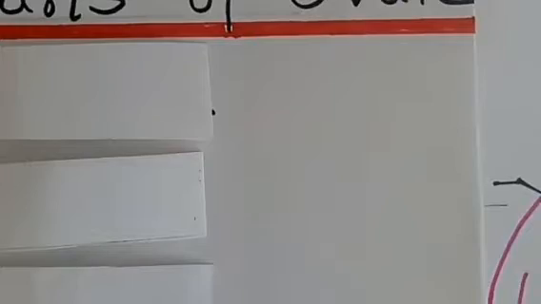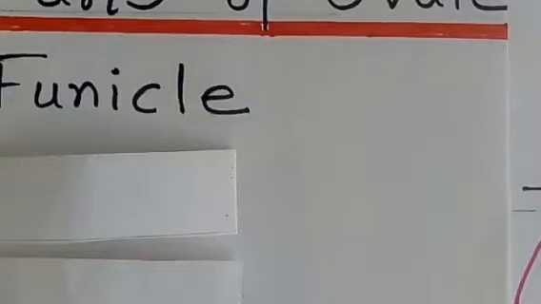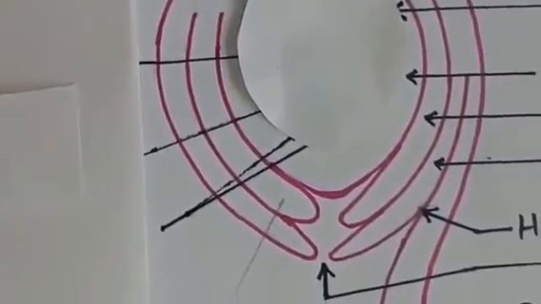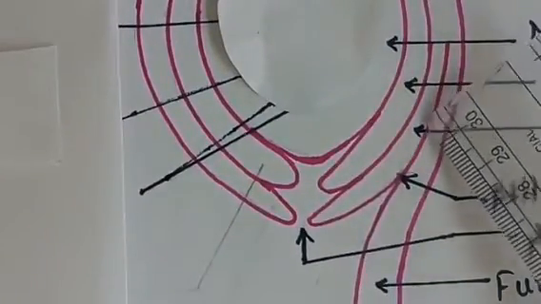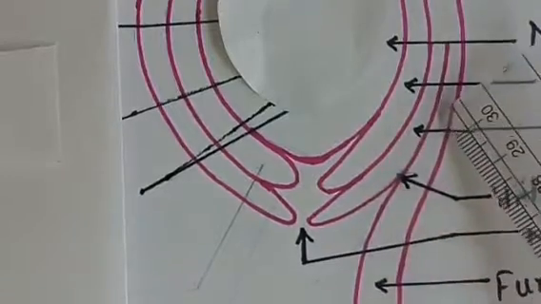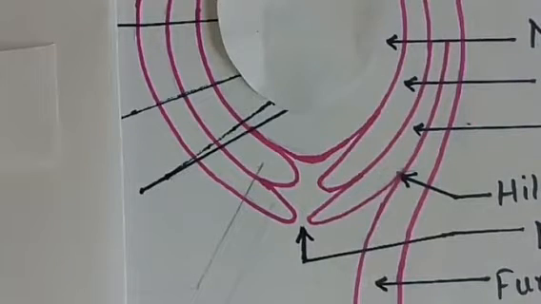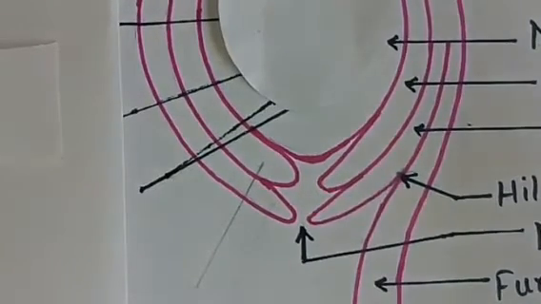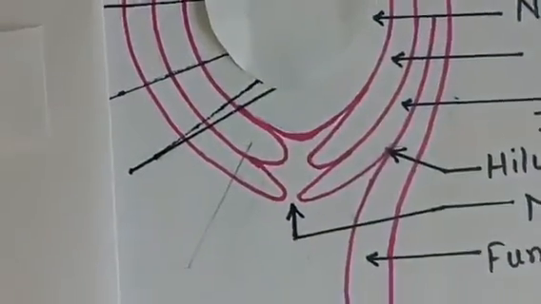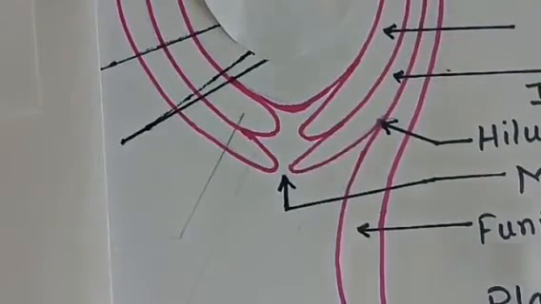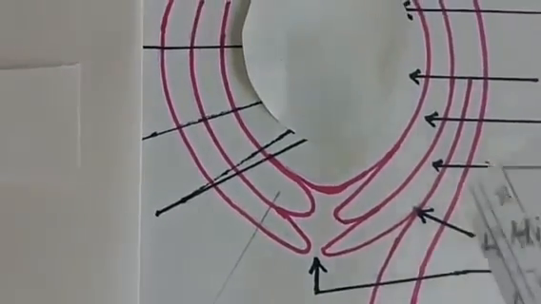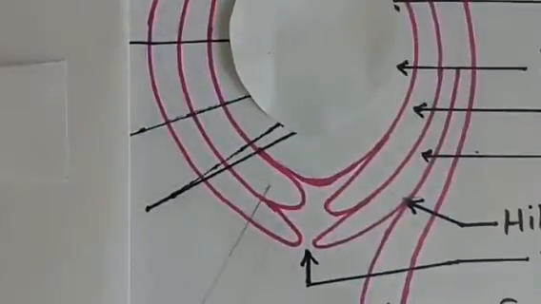So what are the different parts of the ovule? The first part of the ovule is called the funicle. Simultaneously, we'll see all these parts in the diagram also. See this part of the ovule, this is called the funicle or funiculus, or it is also called the stalk of the ovule. With the help of funicle, the ovule is attached to the placenta of the ovary. So funicle helps in the attachment of ovule to the ovary.